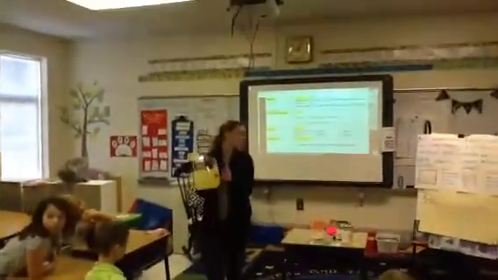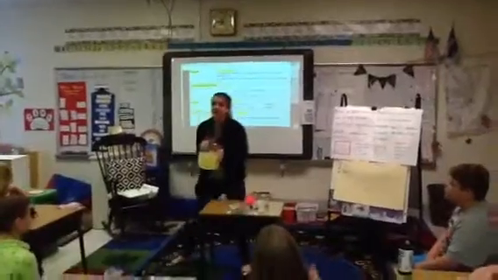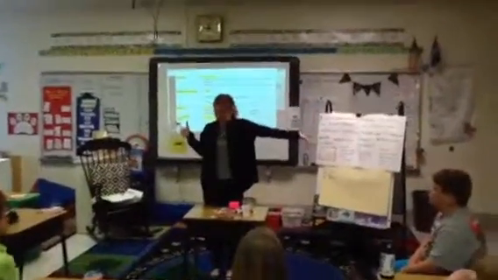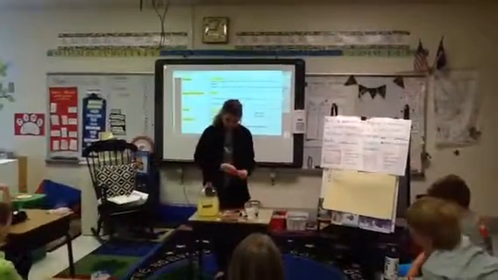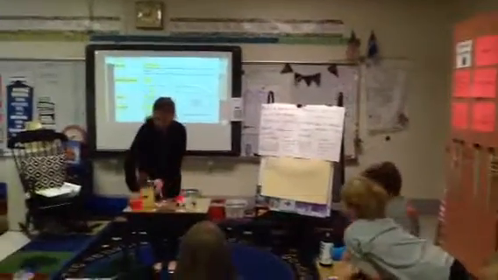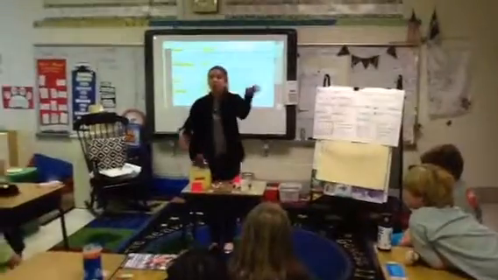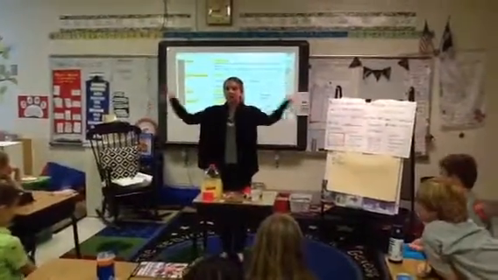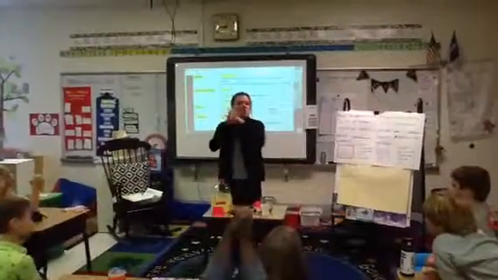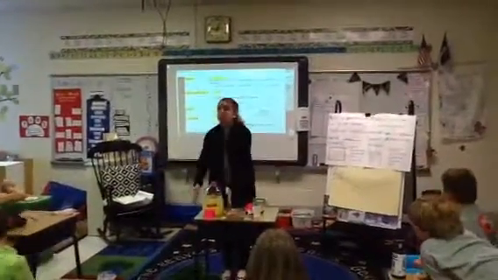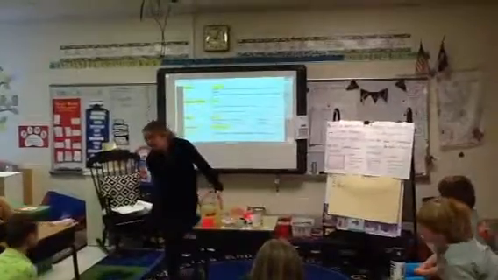So is this a mixture or a solution? Solution. What two things did we mix together? Kool-Aid and water. So I'm going to label it Kool-Aid and water solution. Can we separate it? No. So our lemonade is a solution.